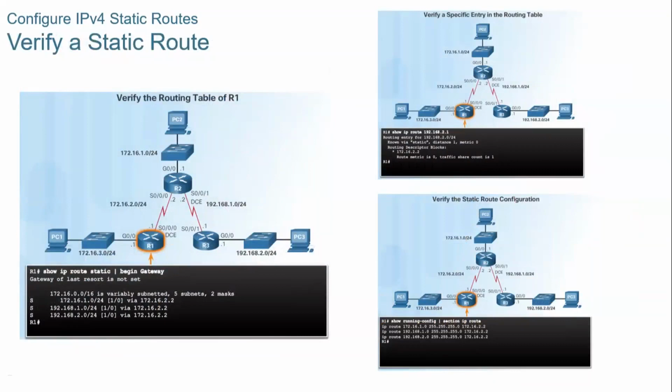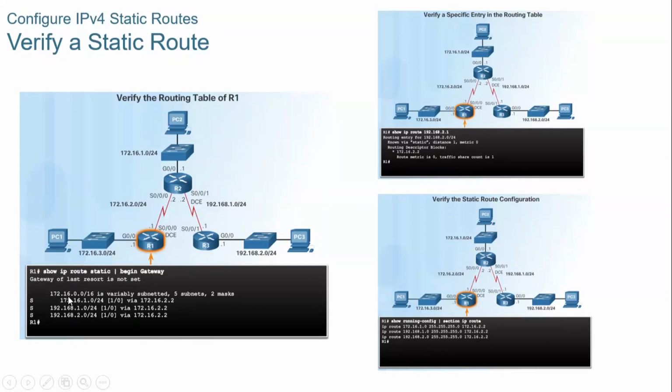Now that we configured the different static routes, you have to verify. Remember this: anything that comes after configuration is verification. So now we have to verify. How can we verify that what we did is correct? One way is to look at the routing table. Show IP route will show you the whole routing table. But show IP route static, filtered with begin gateway, will only show you the static routes within the IP route.